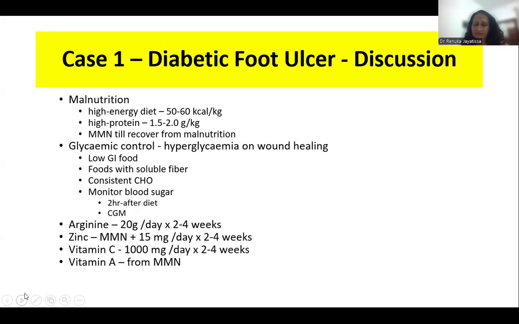In addition to that, they need arginine, about 20 grams per day, for maybe 2 to 4 weeks. And then zinc: the multiple vitamin mineral formula always has some zinc, so you can add another 15 milligrams per day for 2 to 4 weeks. Vitamin C, they need about 1000 milligrams per day for 2 to 4 weeks, and vitamin A is coming from the multiple vitamin mineral formula, so you don't need to give vitamin A separately. So this is the kind of management you have to really look at for that patient.